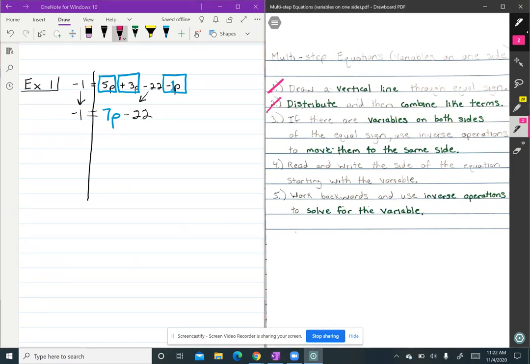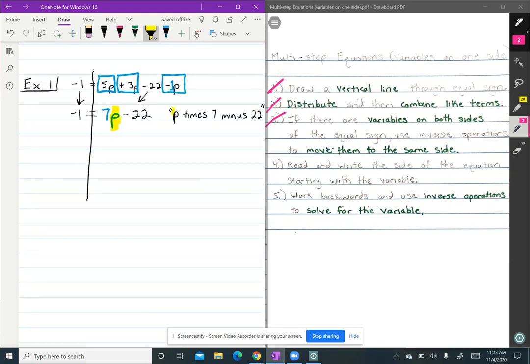Step 3 says if there's variables on both sides of the equal sign, then we have to use inverse operations to move them. Since we're only completing questions that are variables on one side right now, I don't need that step just yet. So then I go to step 4. If you notice, I have a two-step equation. So starting with my variable, I am going to read it and then work backwards using inverse operations. So I would read this as p times 7 minus 22. So then working backwards using inverse operations, I'm going to solve it.